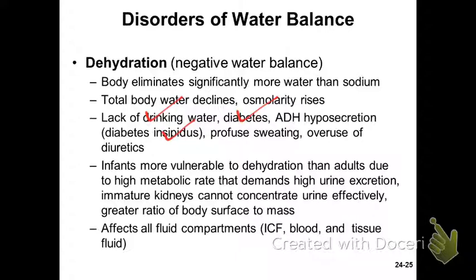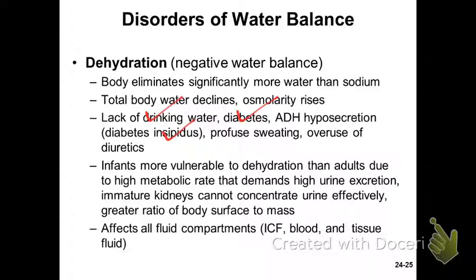urinating constantly. And people with diabetes insipidus will urinate 30 or more liters every day. And they are constantly drinking and constantly urinating to make up for this hormonal imbalance. Or profuse sweating, or a person who is over-prescribing or overusing diuretics.